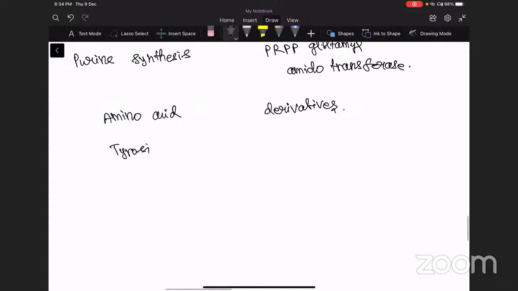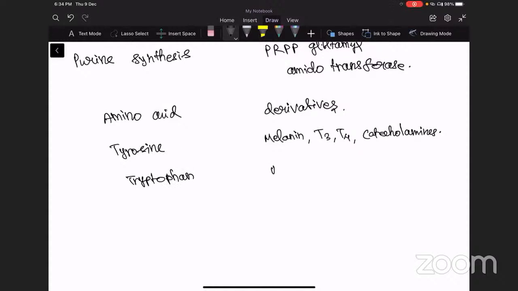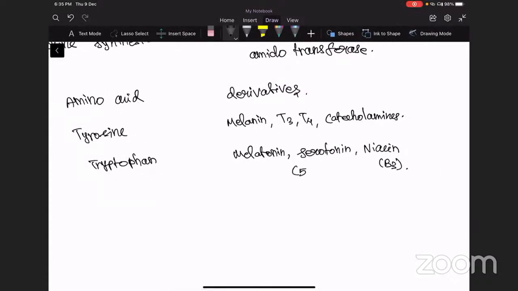Tyrosine gives melanin inside the melanosome, T3, T4 in the thyroid gland, and catecholamines in the adrenals. Tryptophan gives rise to melatonin, serotonin, and niacin, vitamin B3. Remember the other name, 5-hydroxytryptamine, and not tryptophan.